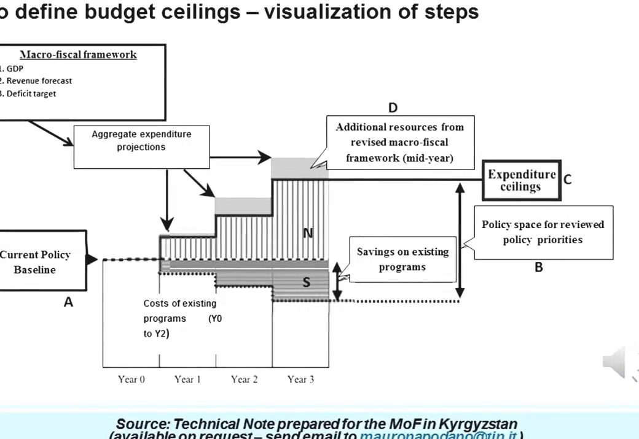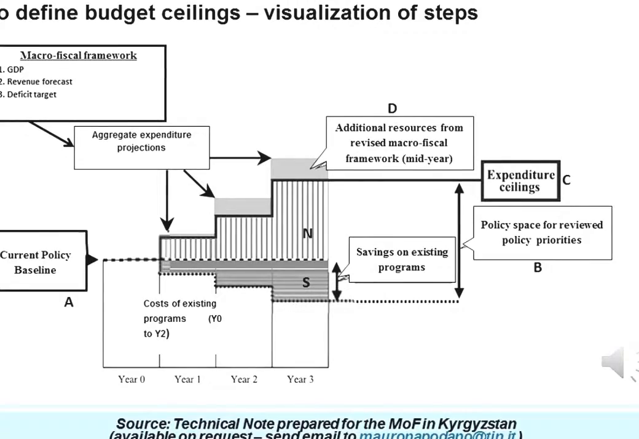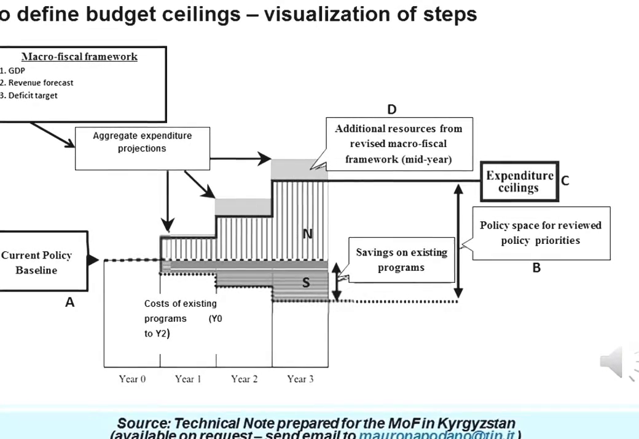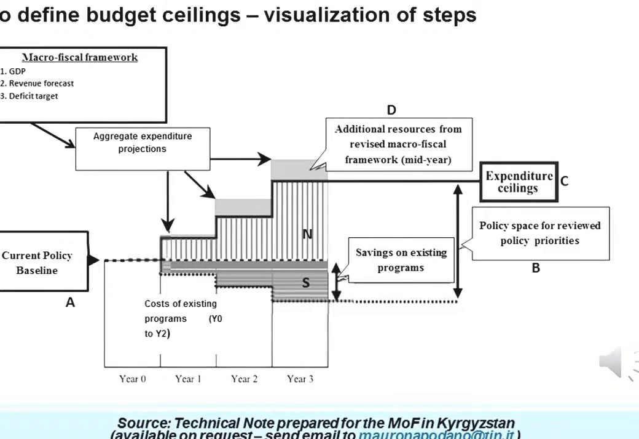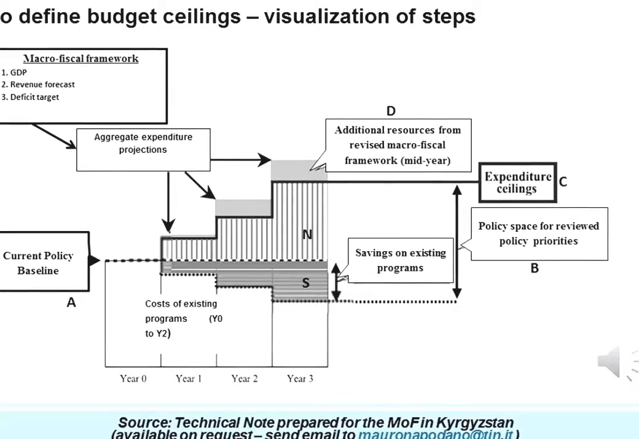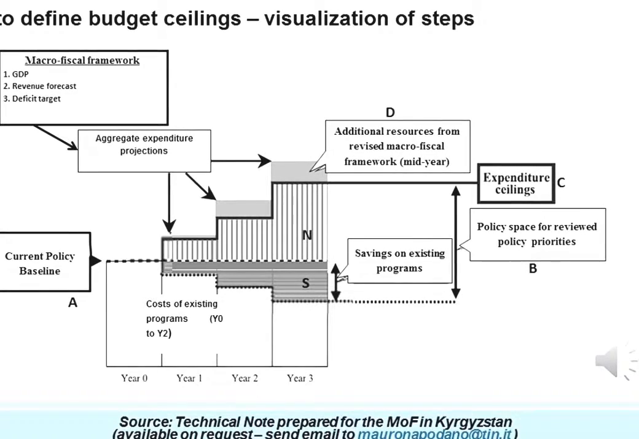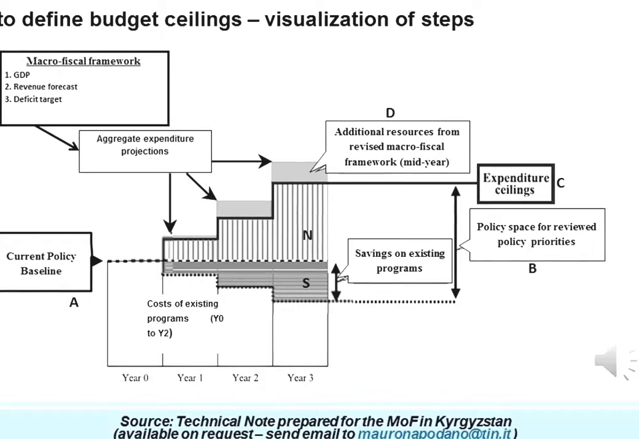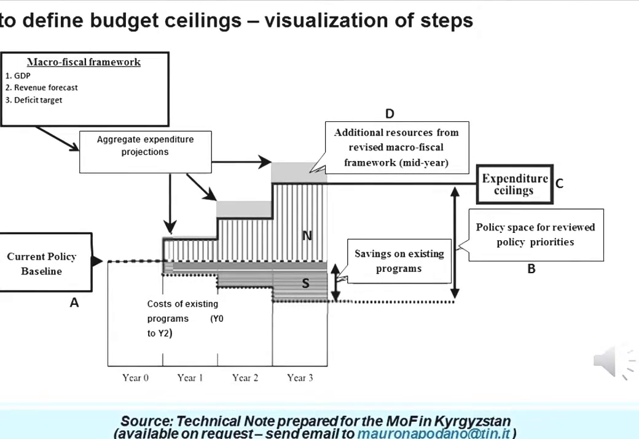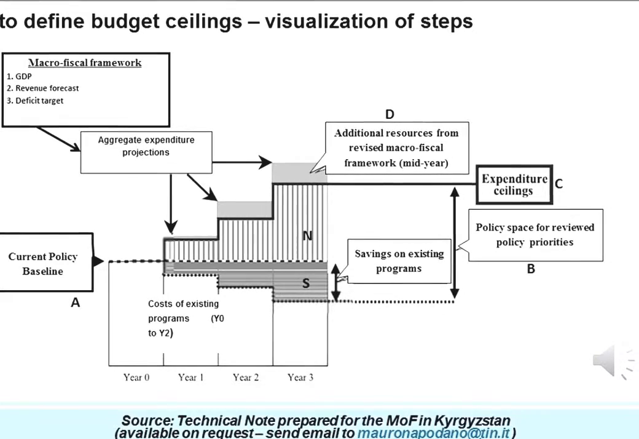In the graph, you see S for saving on existing programs, and N is the part that needs to be negotiated to get additional resources. S plus N gives the expenditure ceilings C in the graph. You may notice that the expenditure ceilings are below the aggregate expenditure projections.